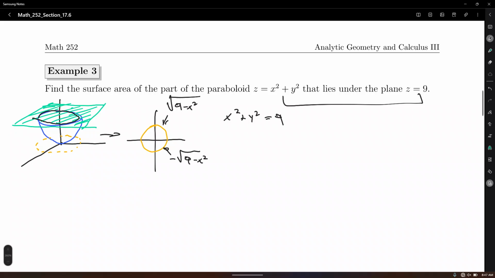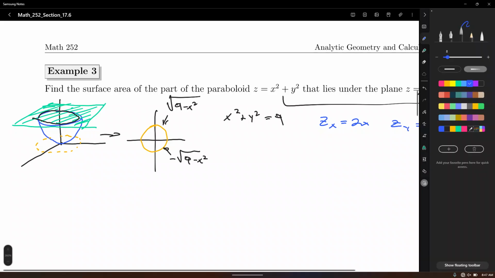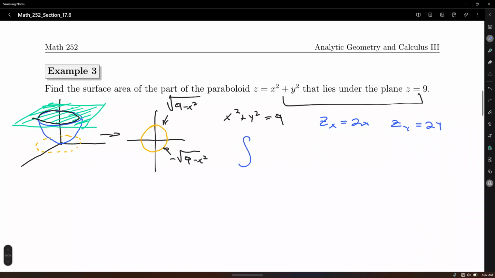Okay, let's find the partials. Find the partial with respect to x, which is 2x. Find the partial with respect to y, that's 2y, all right? So let's set up the integral that calculates the surface area here. That is the integral over the region R.